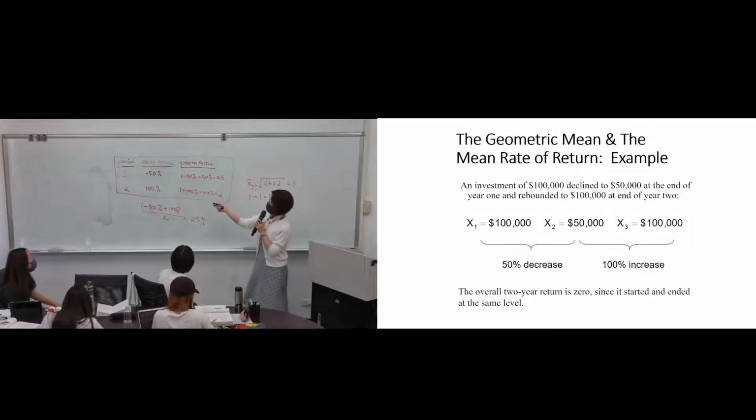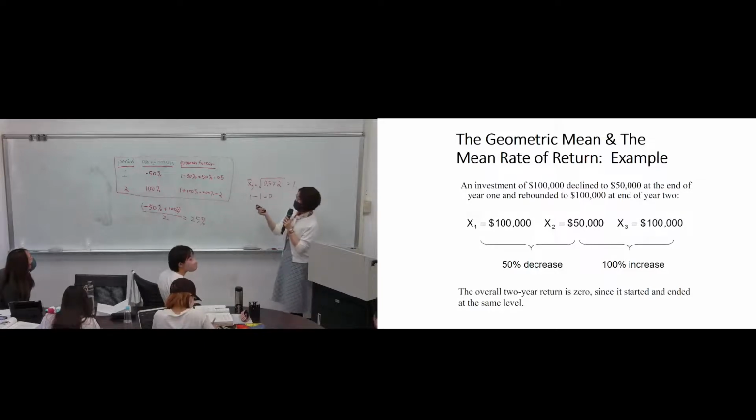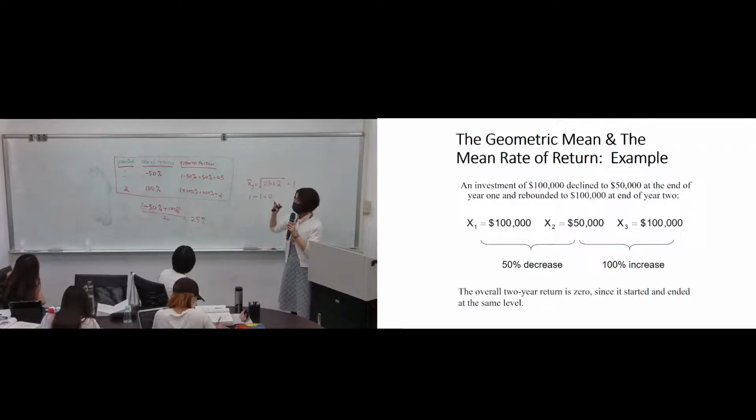is negative 50%, which makes our growth factor for period 1 equal to 0.5. For period 2, the rate of return is 100%, and then we add it to 1, which makes the growth factor for period 2 equal to 2. If we just calculate the average by looking at these 2 rates of return, we might think our mean rate of return is 25%. But is it that high?